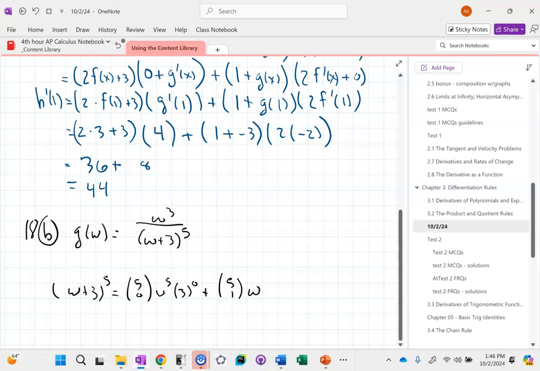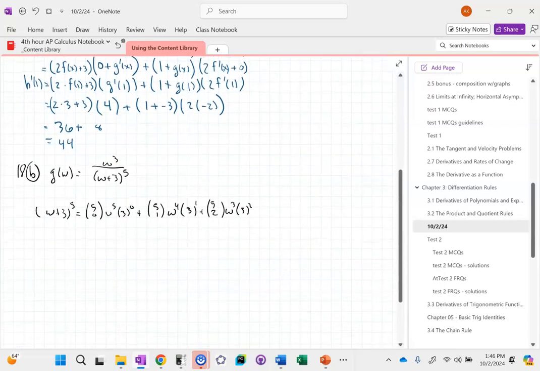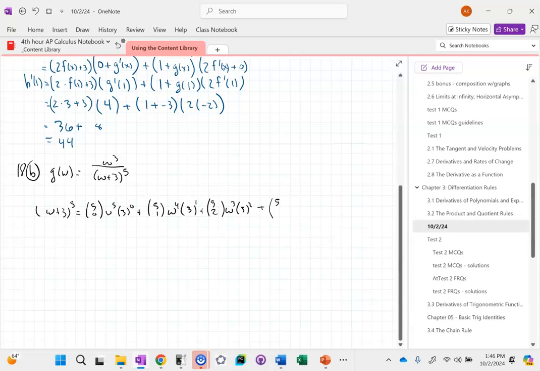So like 5 choose 0, w to the 5th, 3 to the 0, plus 5 choose 1, w to the fourth, 3 to the first, and then just keep on going. Does this look familiar, Alex?